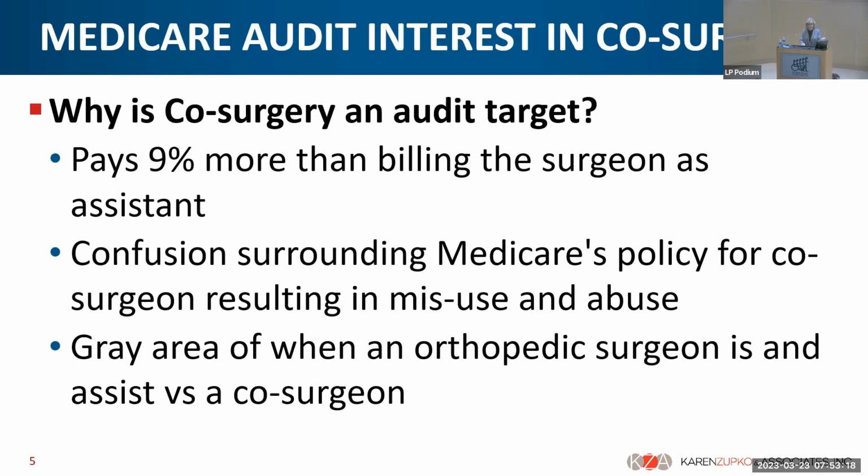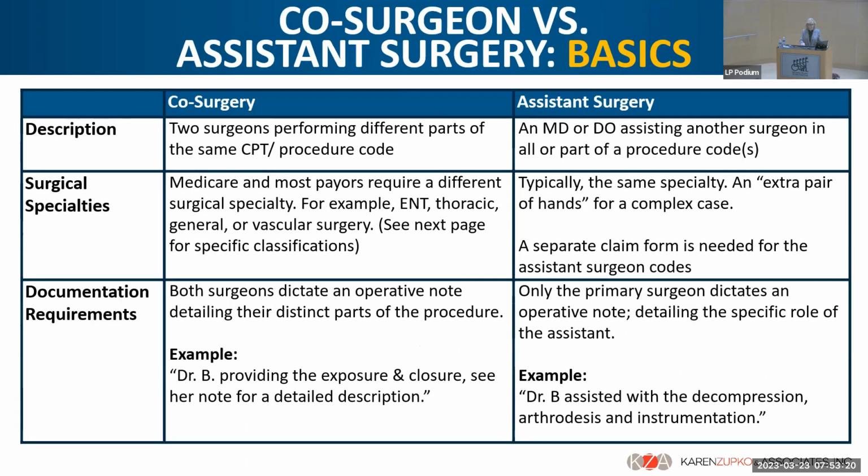Okay, so again, we went through this. This is the description, and you have a little handout if you care to read this. Nacha can share this with you later, but it just shows you that the difference between co-surgeon and assist is essentially it's one CPT code shared by two surgeons of different specialties. That's co-surgery. If it's two surgeons, an extra pair of hands for a complex case, that's an assistant.